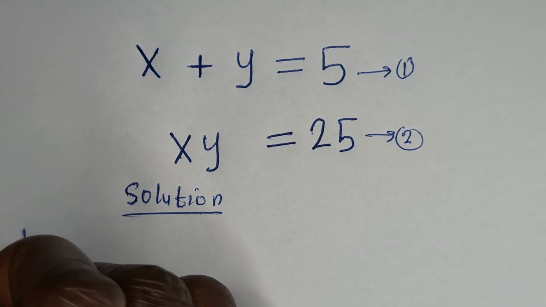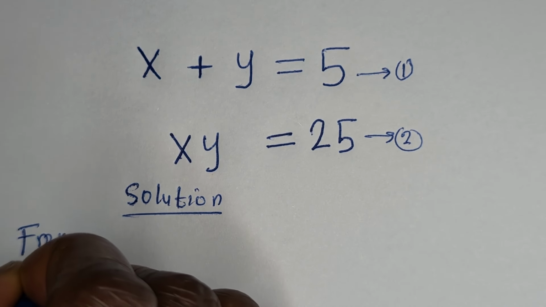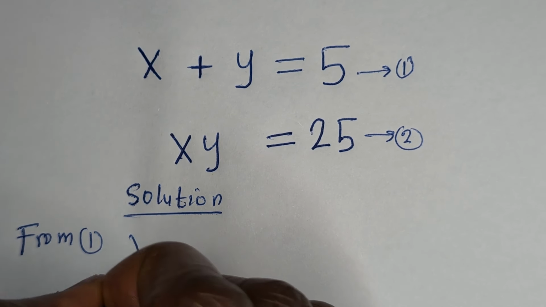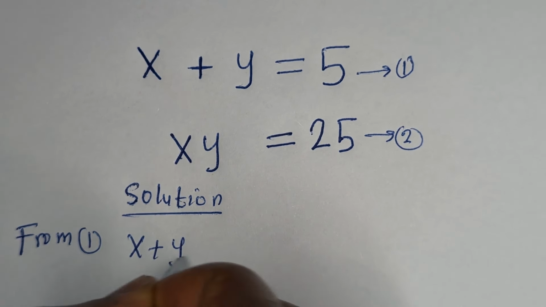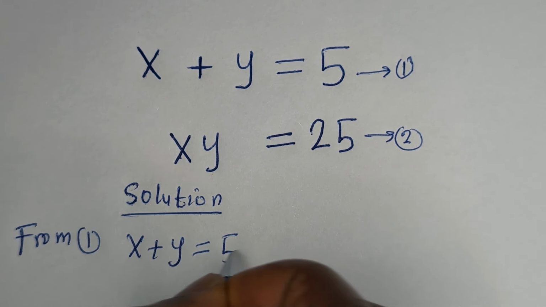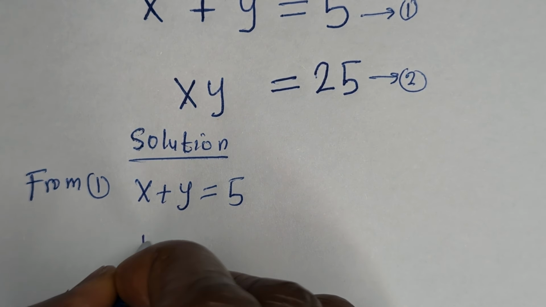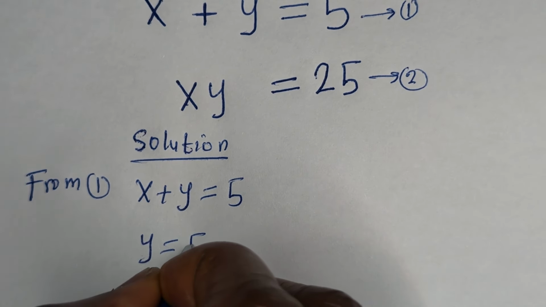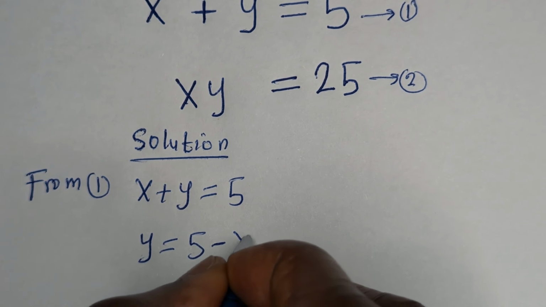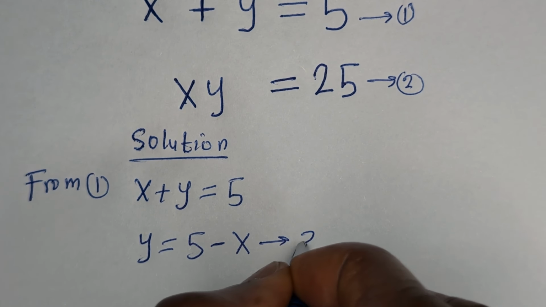Then from equation 1, x plus y is equal to 5. Let us make y the subject of the formula. y is equal to 5 minus x. Let us call this equation 3.